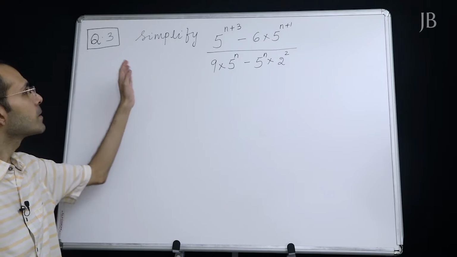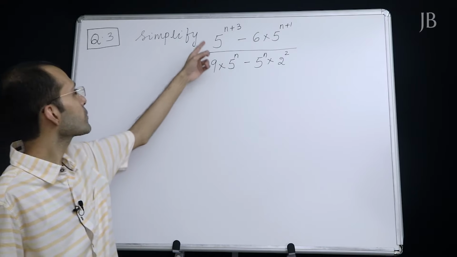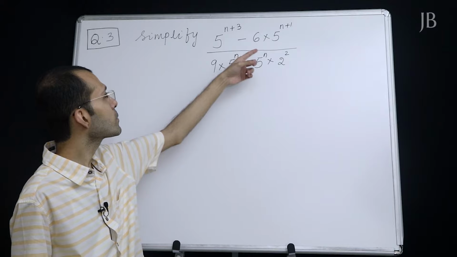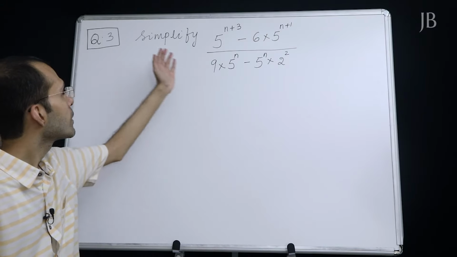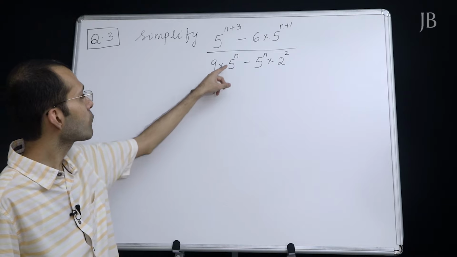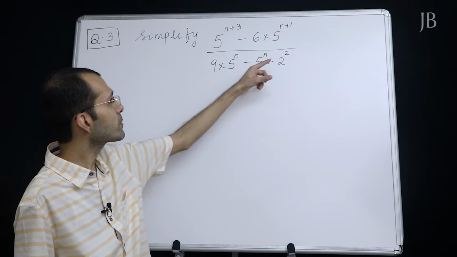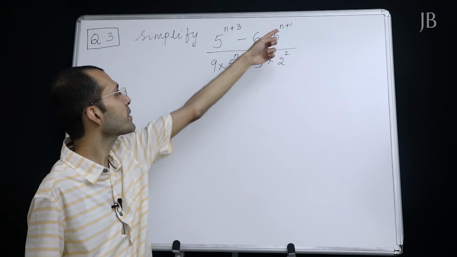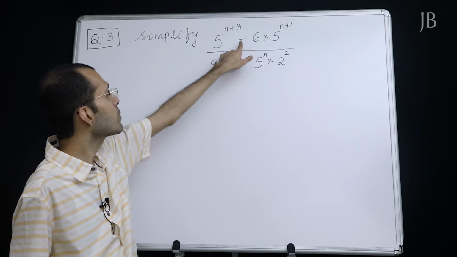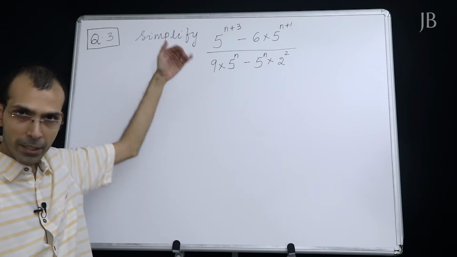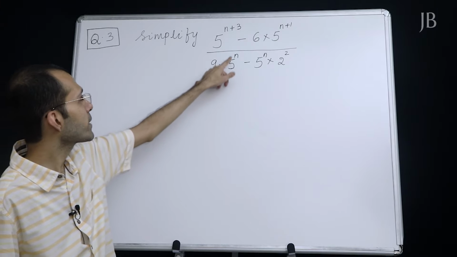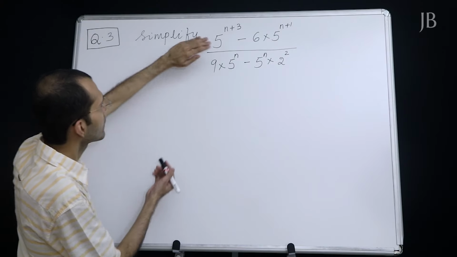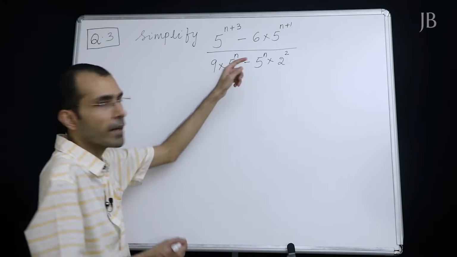Question 3. Simplify 5 raised to n plus 3, so n plus 3 is the power, minus 6 into 5 raised to n plus 1, the whole divided by 9 into 5 raised to n minus 5 raised to n into 2 square. See, be careful, this is one term now, and 6 into 5 raised to n plus 1 is another term, and the two terms are joined by minus. And in the denominator, you have 9 into 5 raised to n minus 5 raised to n into 2 square. So this is one term, this is your other term joined by minus.